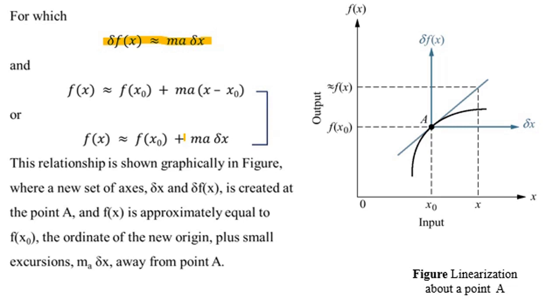And this can be further expanded here. The relation is shown graphically here, where we have a set of new axes del x and del f of x at point A. And f of x is approximately equal to f of x0, the ordinate of our new origin, plus small changes, which is slope mA multiplied by del x away from the point A.